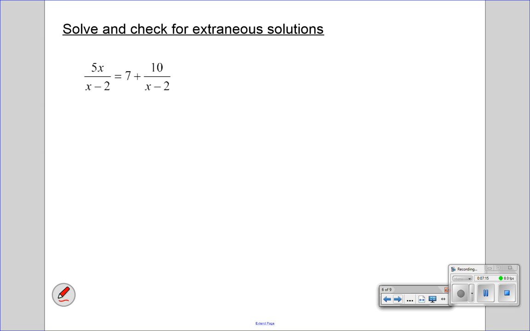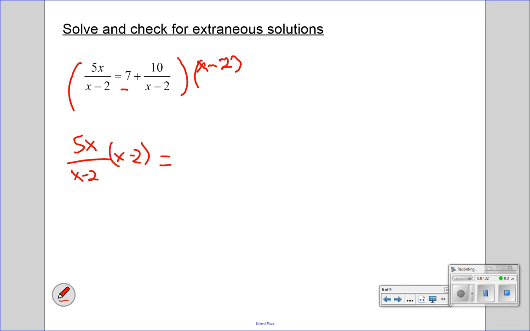All right, with this one, we can't forget about our 7 right here. We know that our common denominator is x minus 2. So we're going to multiply everything by x minus 2. So we get 5x over (x minus 2) times (x minus 2) equals 7 times (x minus 2) plus 10 over (x minus 2) times (x minus 2).